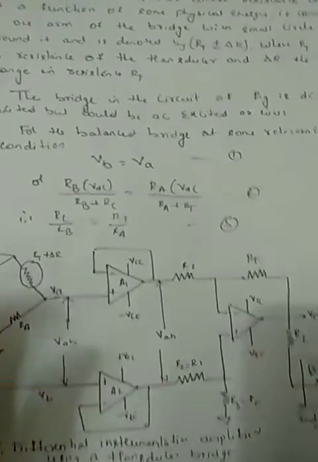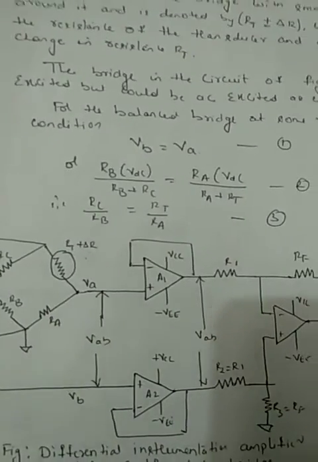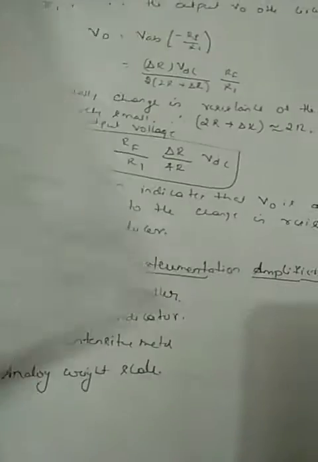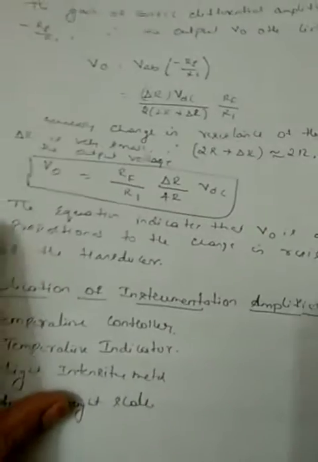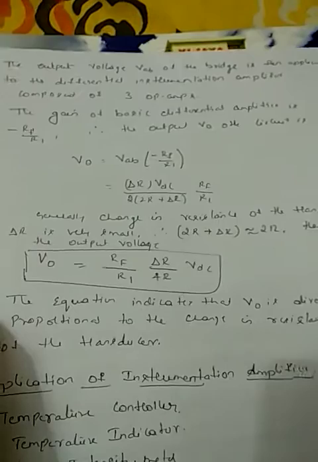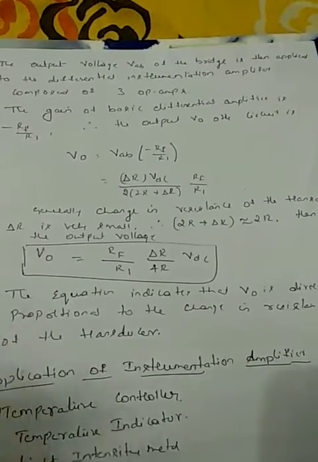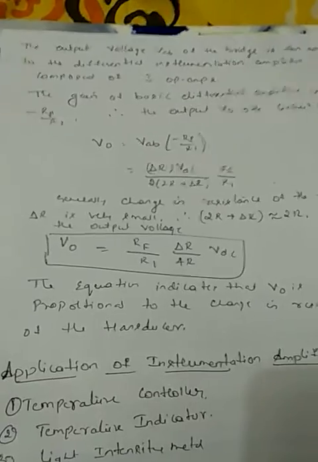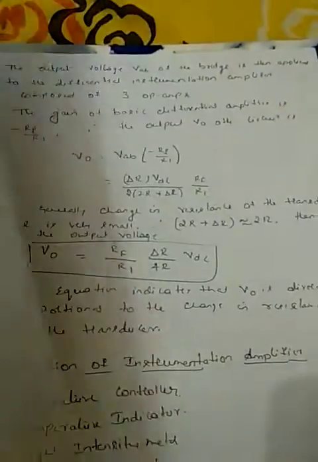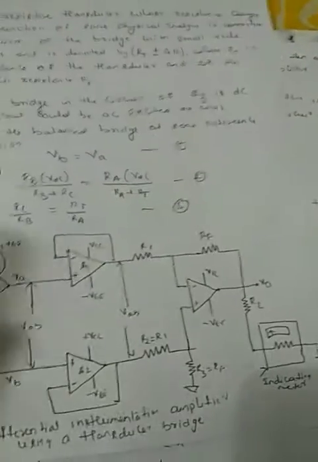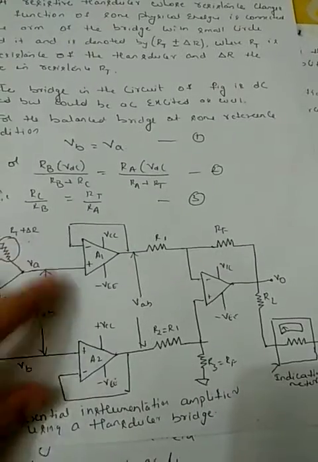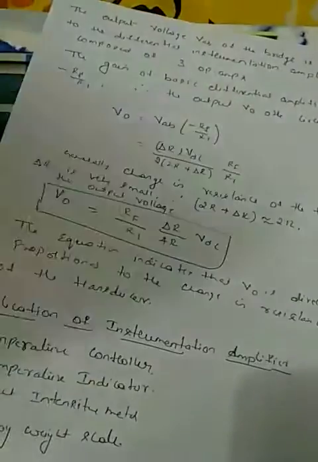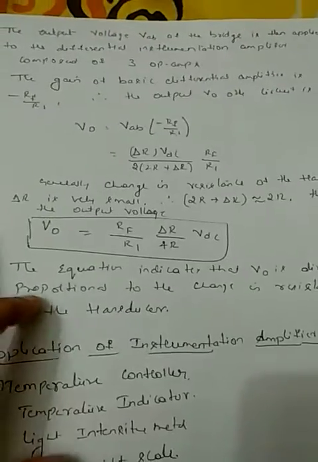This output voltage we are applying to the op amp, that is an amplifier which consists of 3 op amps. The output voltage VAB of the bridge is applied to the differential instrumentation amplifier composed of 3 op amps. It is called a differential instrumentation amplifier because we are applying the difference input to the 2 op amps. That's why it is called a differential input amplifier which consists of 3 op amps.